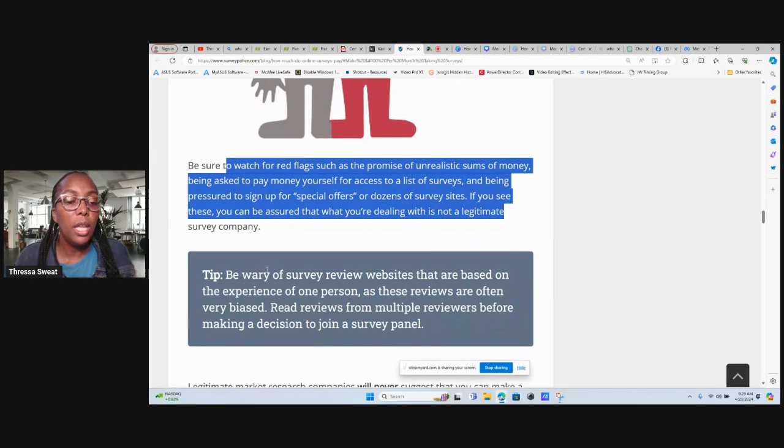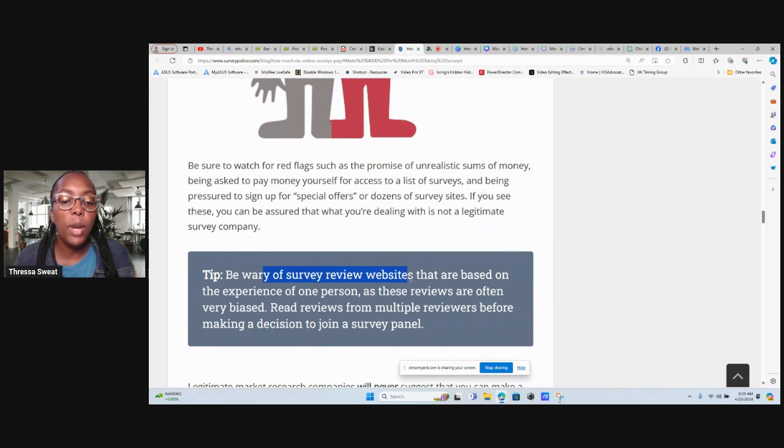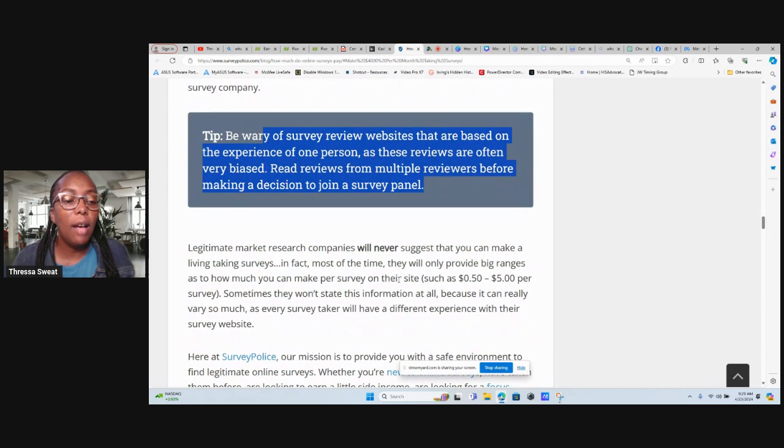It also says be wary of survey review websites that are based on the experience of one person, as these reviews are often very biased. Again, like I said before, try it out for yourself and see what you think. Know things for yourself before you believe what other people say. Like I tried it myself. A lot of people talk about online surveys. I said, well, let me try and see what my thoughts were about the surveys. So try it out for yourself.